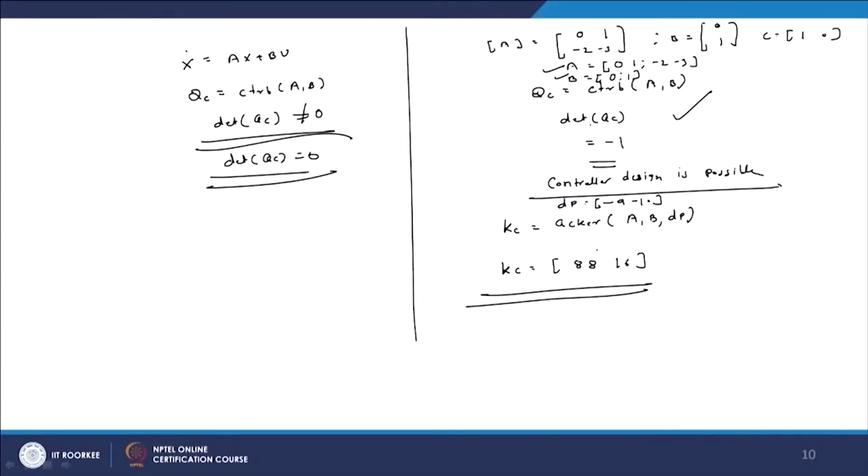So, first of all we checked the controllability of the system, and the system is controllable. Then we used the command KC = ACKER(A, B, DP), and this is the controller which we have got.